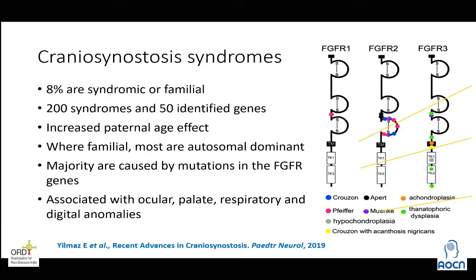So the majority of the syndromes are caused by this group of genes which are called the FGFRs, which are structurally similar but have very distinct spots on them where they have recurrent mutations in specific syndromes. Only about 8% of craniosynostosis can be familial or syndromic, but there are at least 200 different syndromes that have been described.